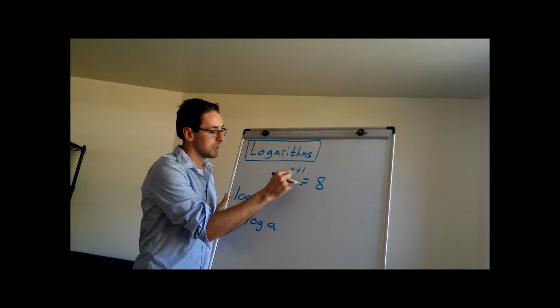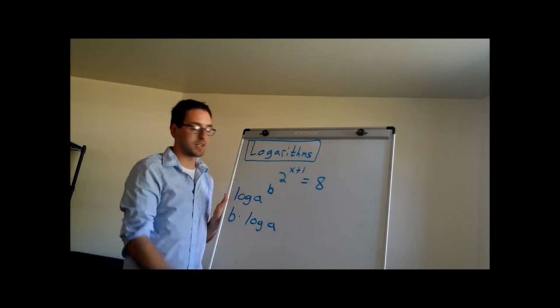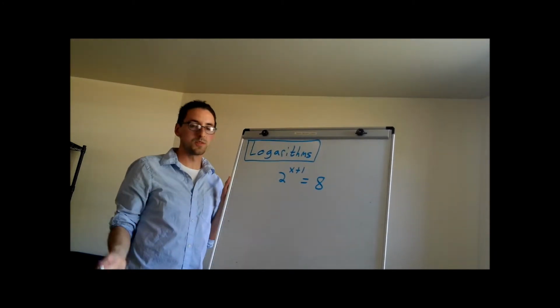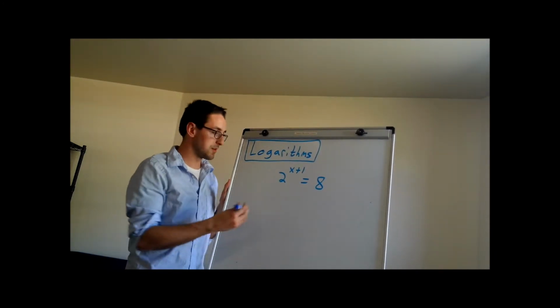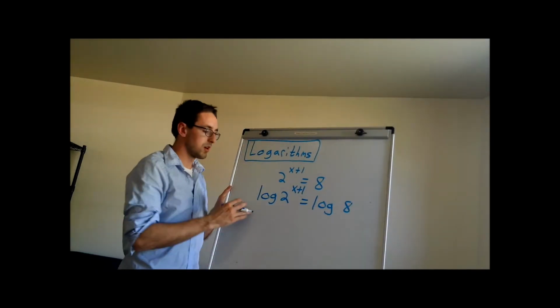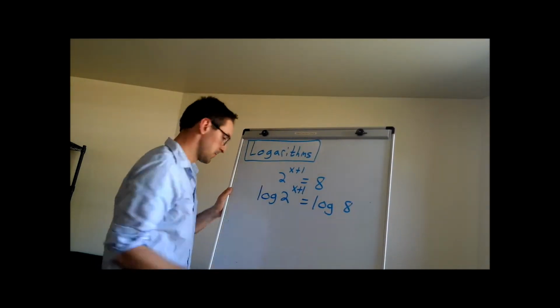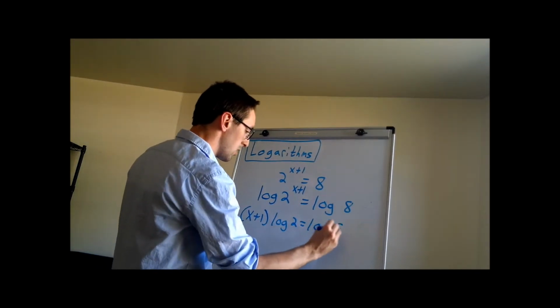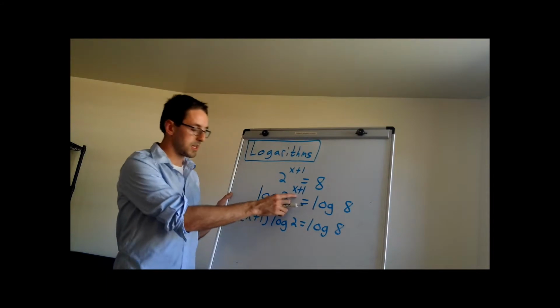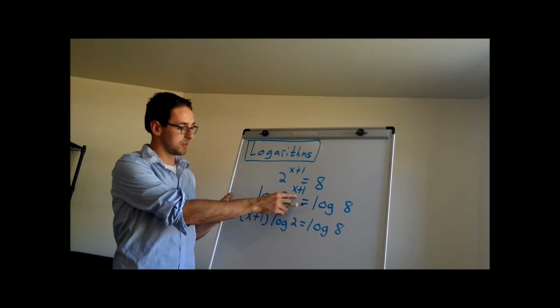The problem is that we're trying to get x by itself, and it's stuck in the exponent's position. So if we want to use a new tool, we have to do it to both sides to keep the equation balanced. We take the logarithm to both sides. When you take the logarithm to both sides, that allows us to use that a b principle that we just saw.